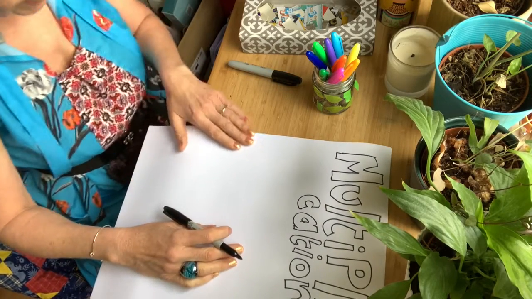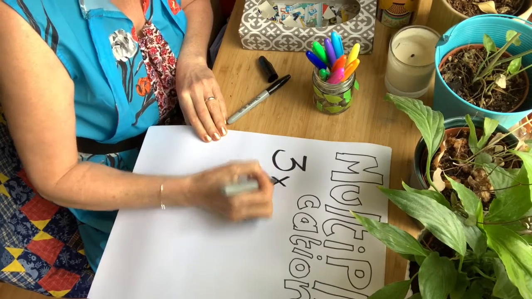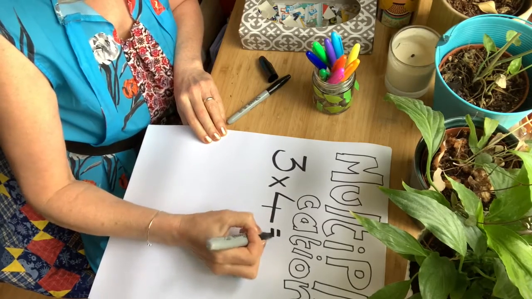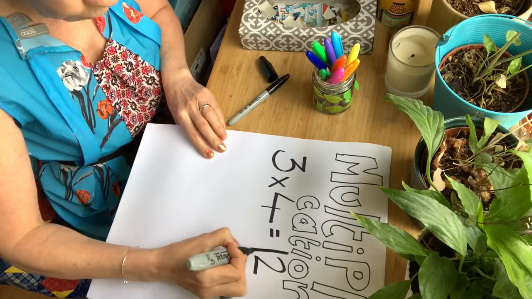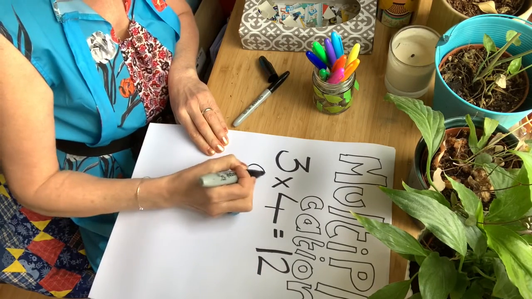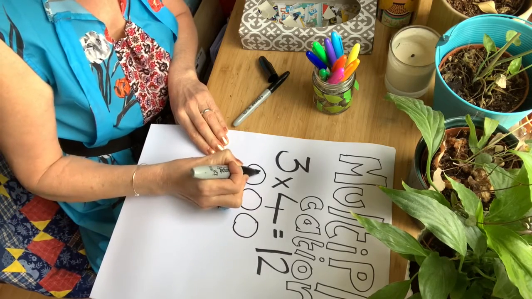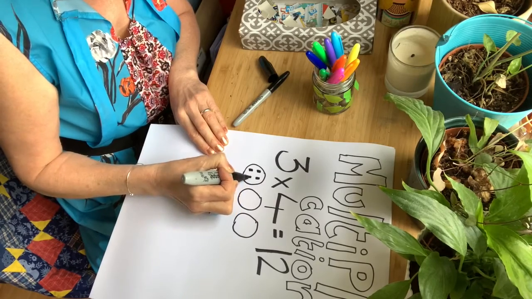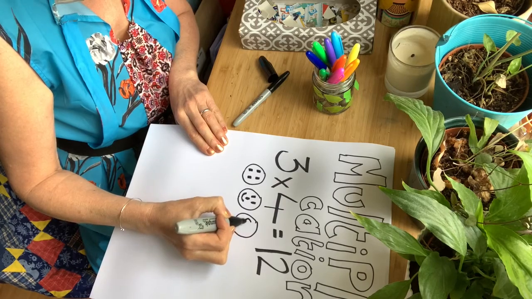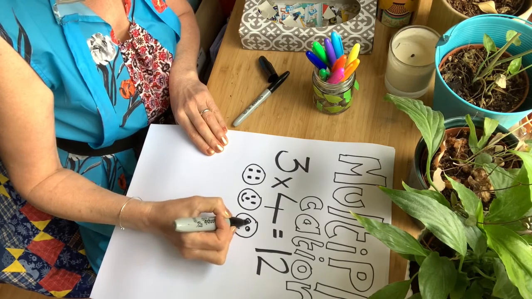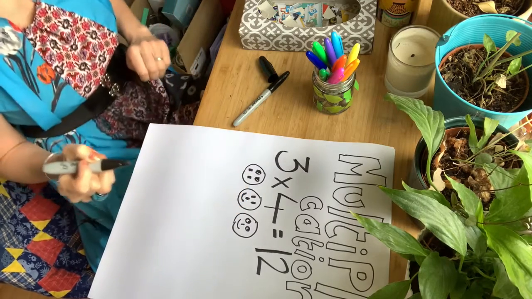So multiplication is expressed as 3 times 4 equals, we said 12, didn't we? Now if I wanted to check that that was true, I would have 3 groups, 1, 2, 3, and I would have 4 things in each group. They're quite nice little faces, aren't they? So I've got 4 features in each group, is that right?